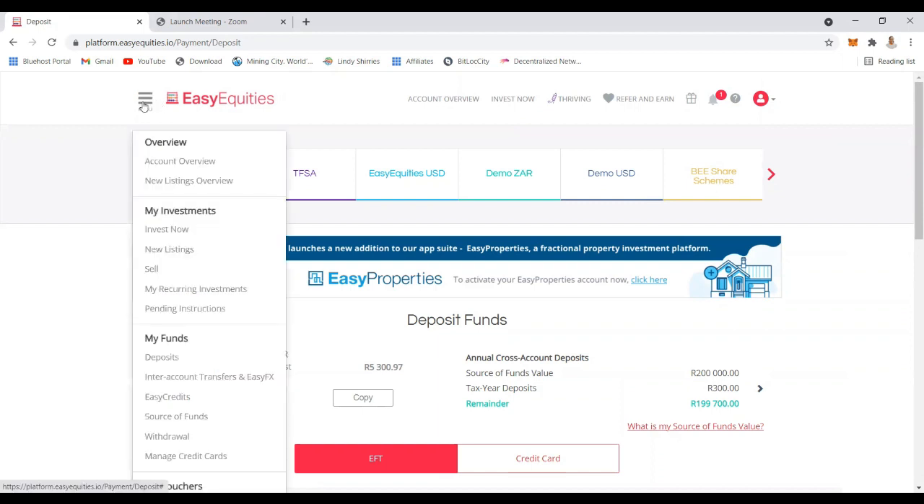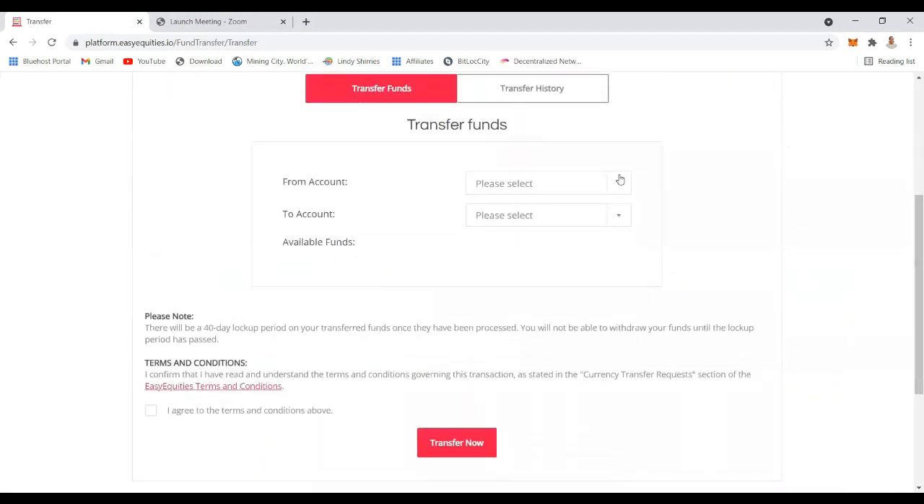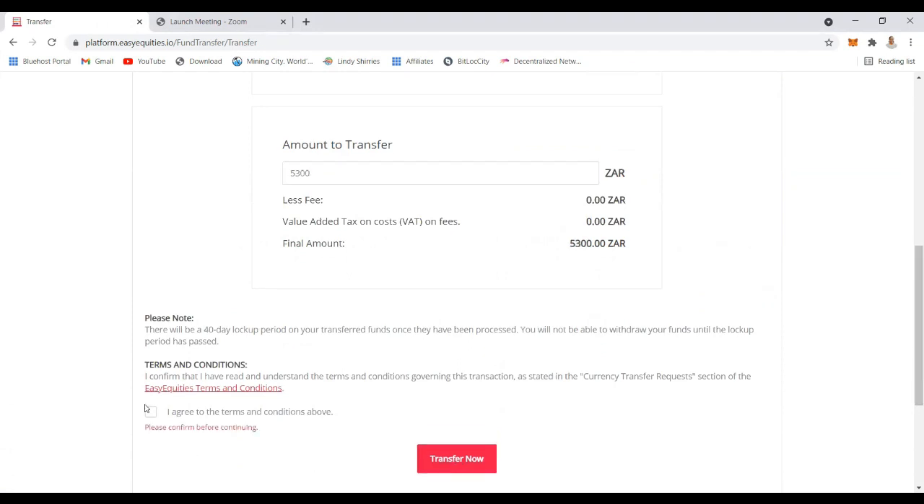We need to transfer from my ZA account into the BE account. So you click inter account transfer, and specify that you want to move the money from the ZA account into the new BE account. I'll select my ZA account where the money is now, and move it into my BE account. It's quite easy. Afterwards, you specify the amount. If you want to move the whole amount, you can just specify the amount that you see. Mine is 5,300, and I want to use all of it to buy my shares. Then you accept the terms and conditions and click Transfer Now.